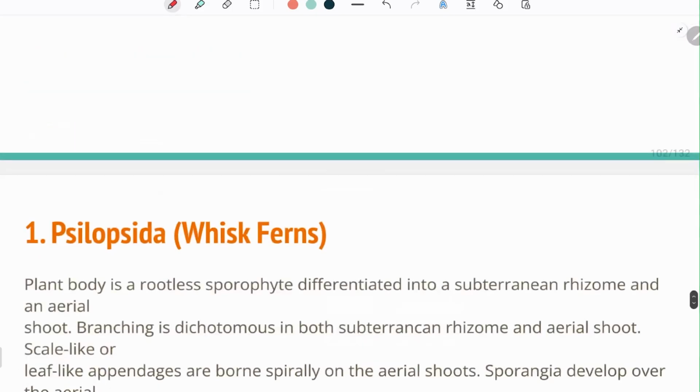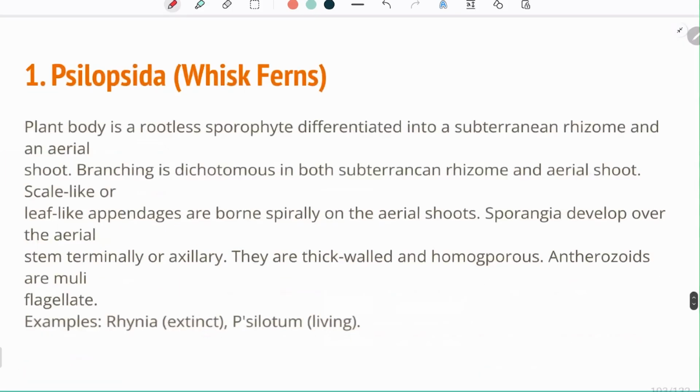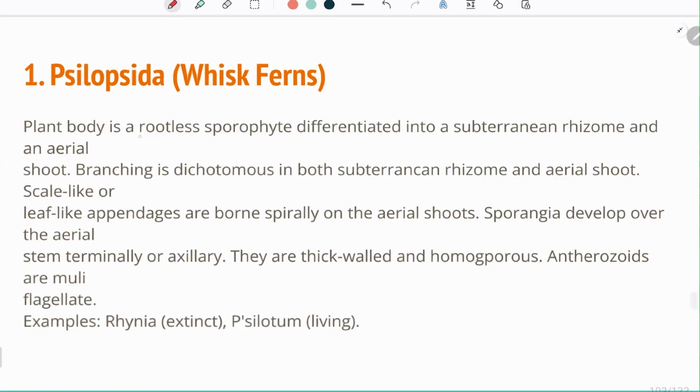Now, Psilopsida. In Psilopsida, the plant body is rootless. The sporophyte is differentiated into a subterranean rhizome and an aerial shoot. So there is a subterranean rhizome, and there is an aerial shoot. Branching is dichotomous in both the subterranean and aerial parts.